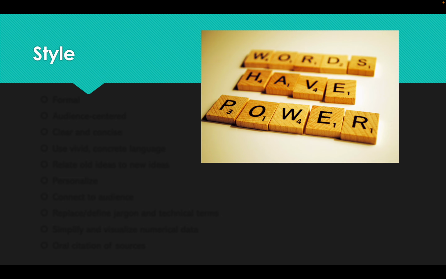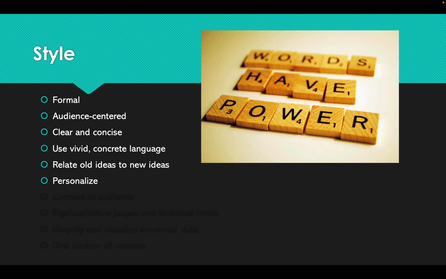But I would just say that I'm characterizing the style of an informative speech as an informative style. And an informative style is formal, it is audience centered. You're thinking about how can I craft this in a way that my audience will understand. It's clear and concise. It uses vivid and concrete language. It relates familiar ideas, old ideas, to new ideas. It personalizes the information by relating it to our lives as speakers or to our audience's lives. It connects to the audience.